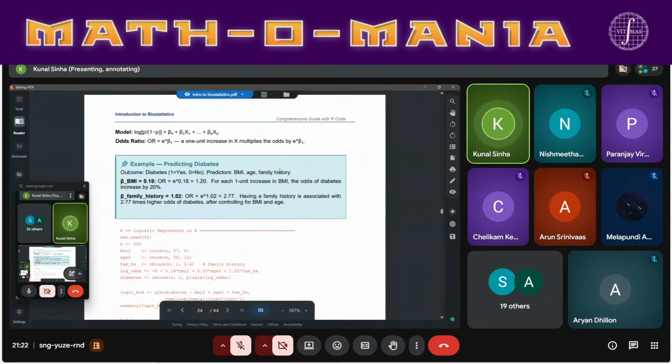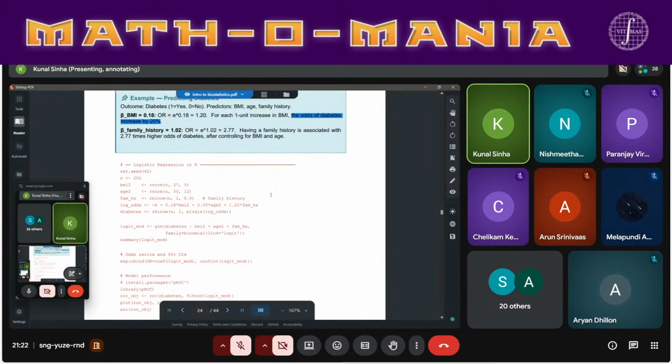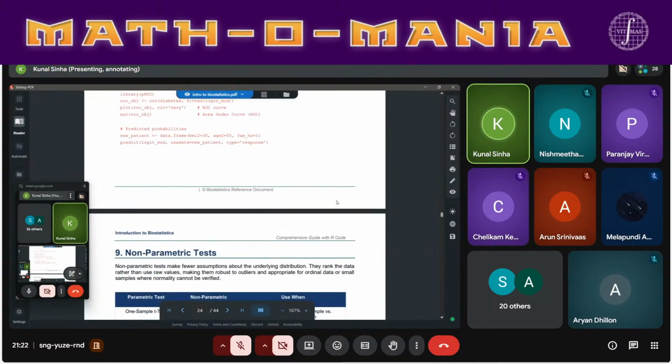An example is given here again: predictors are BMI, age, family history. Then we have calculated using the formula here, and the odds of developing diabetes increase by 20%. So this is the coding part.